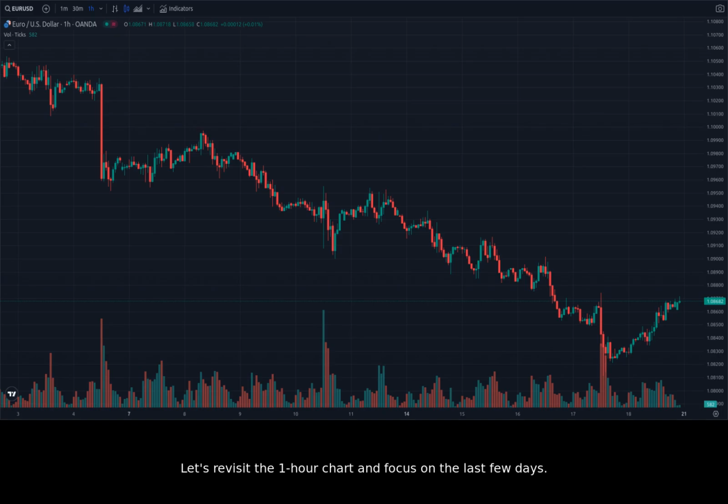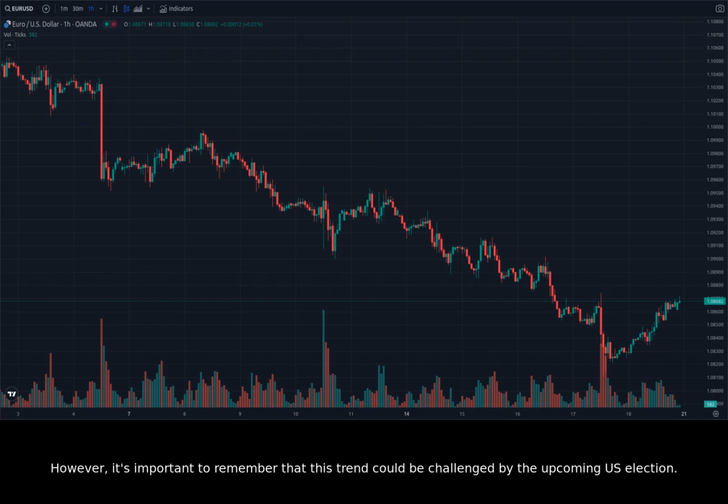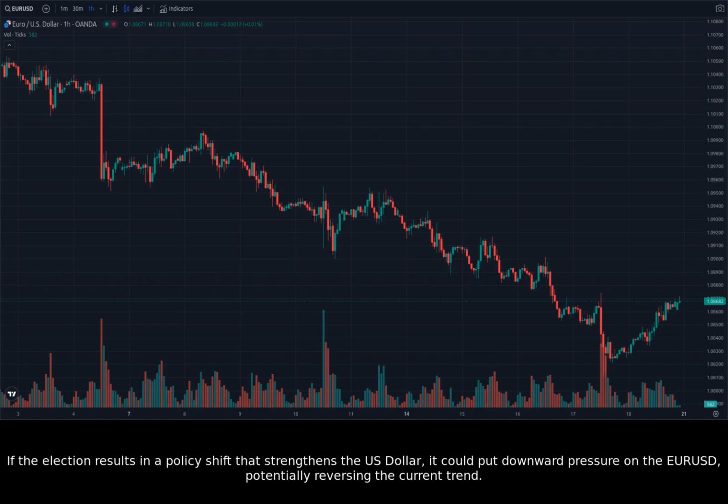Let's revisit the 1-hour chart and focus on the last few days. We can see a clear upward trend, with the price breaking above key resistance levels. The recent news surrounding the ECB's potential easing of monetary policy seems to be driving this bullish momentum. However, it's important to remember that this trend could be challenged by the upcoming U.S. election. If the election results in a policy shift that strengthens the U.S. dollar, it could put downward pressure on the EURUSD, potentially reversing the current trend.